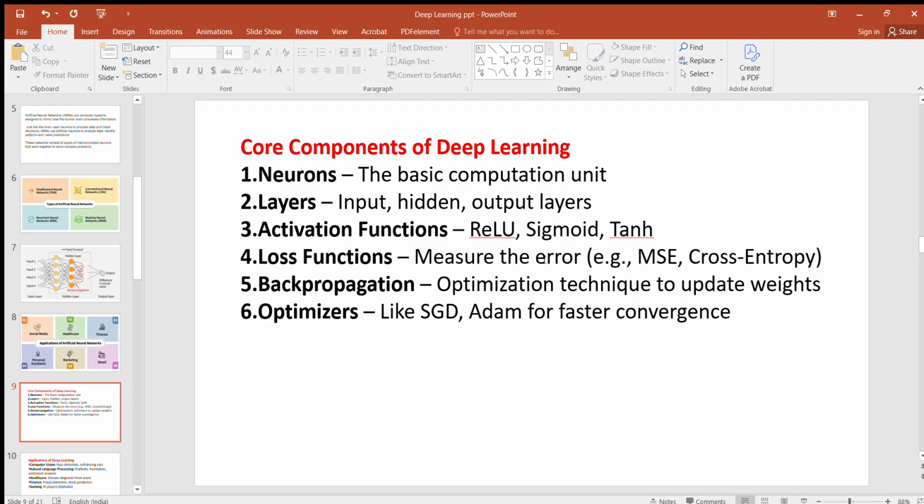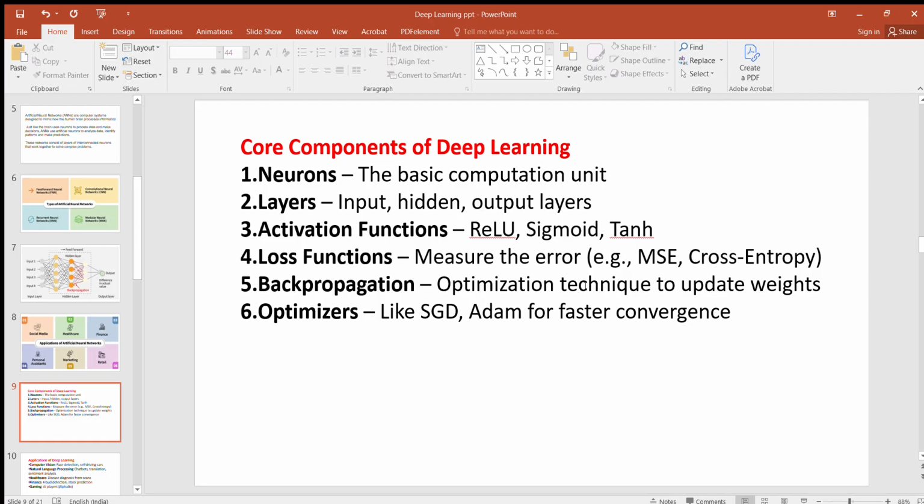It measures the error. So here the activation functions are ReLU, sigmoid and tanh. ReLU is nothing but the rectified linear unit. Generally we use ReLU, the rectified linear unit, as an activation function for general purpose. Next, back propagation. What is meant by back propagation? It is an optimization technique to update weights. For every process, the weights are to be updated in order to get the accurate, original output.